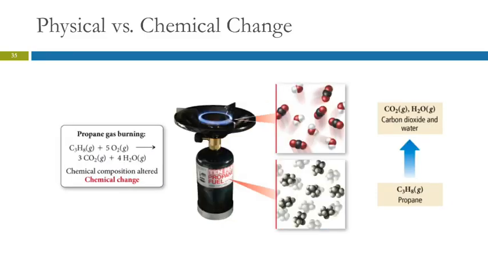So here's an example of a chemical change. So here's liquid propane. You release it from its canister, it becomes a gas, and then when it burns, it reacts with oxygen. So looking at the pictures here are the propane molecules. They're combining with oxygen in the air and forming carbon dioxide and water. The particles are different now. That's a chemical change. So it's all about what's happening to the particles.